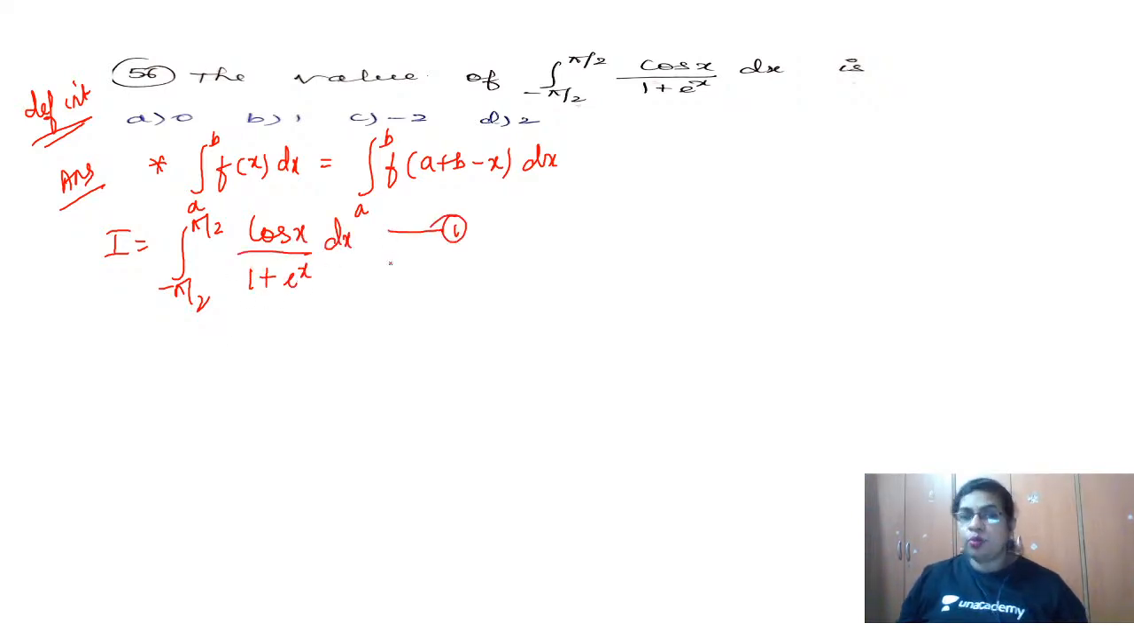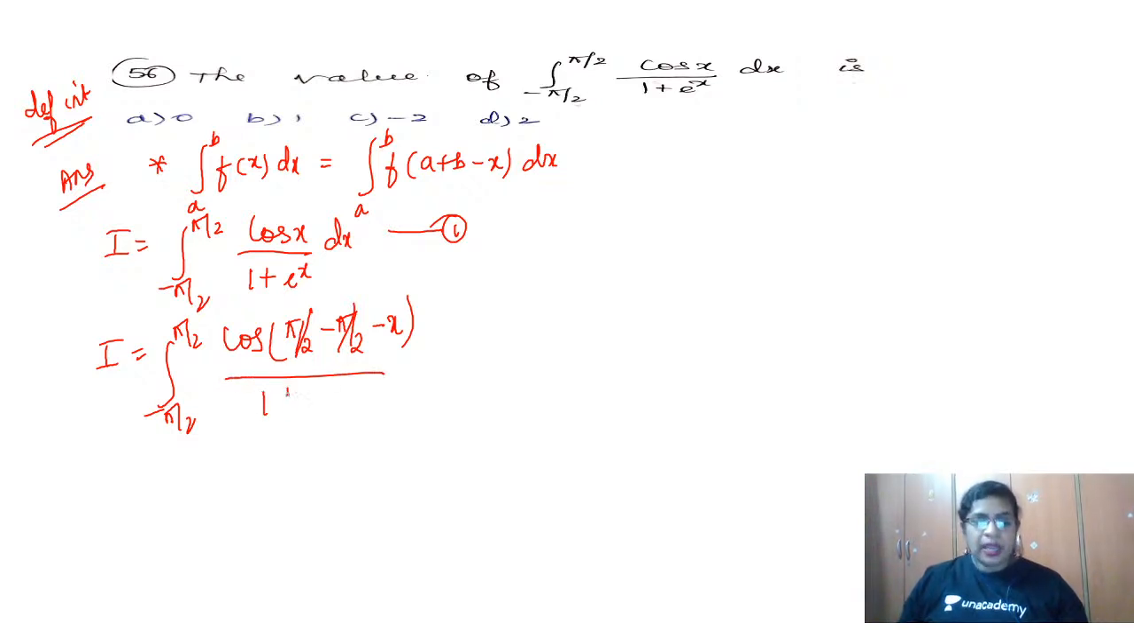Call it equation 1. Now what we do, I use this property. So what does it change to? So I is equal to the integral from minus pi by 2 to pi by 2. I'll just tell you quickly what it should be. The upper limit, here we are getting pi by 2 plus pi by 2, so we're getting minus pi by 2 minus x. So pi by 2 cancels. Cos of minus theta is cos theta, whole divided by 1 plus e power minus x, because pi by 2 gets cancelled.